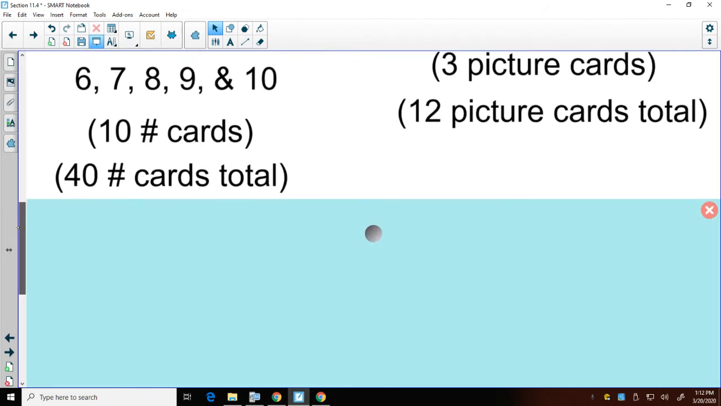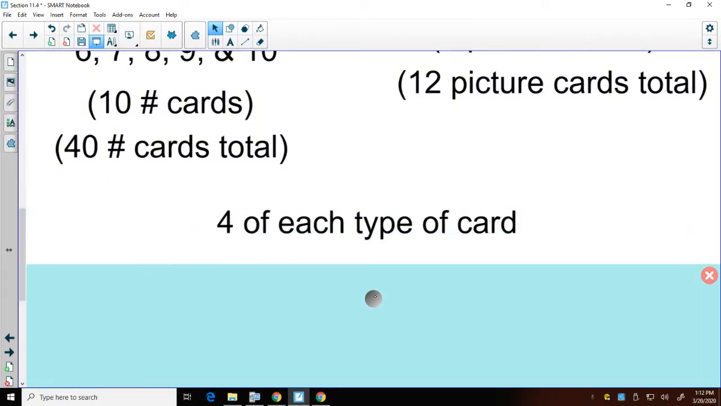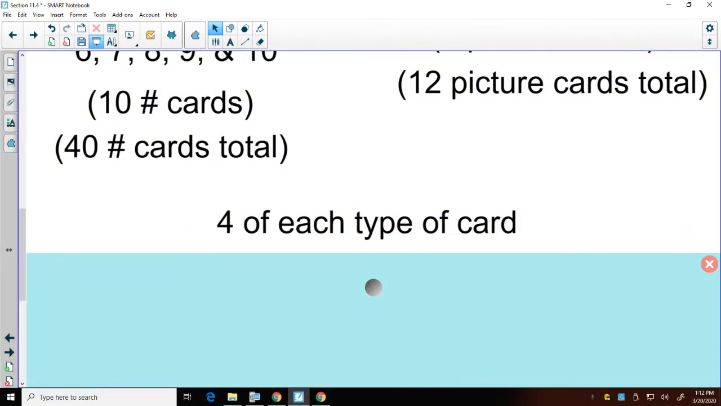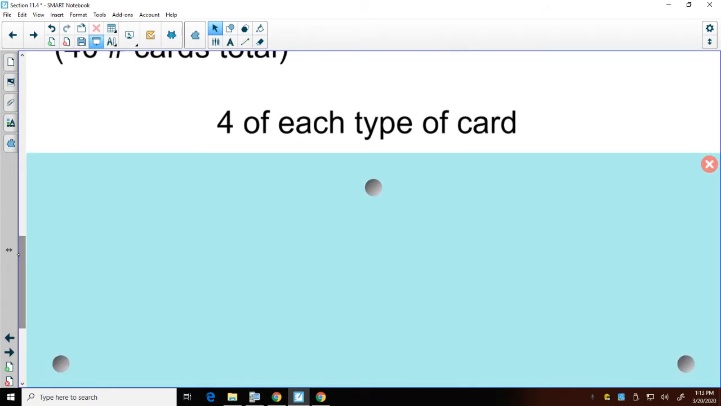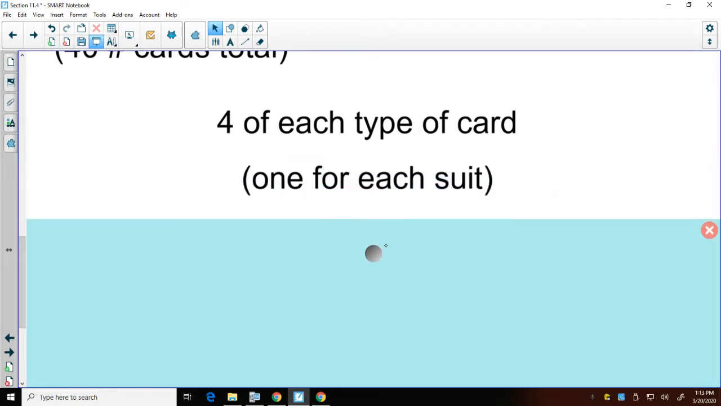Okay, and again, just reiterating what I said, there are 4 of each type of card because every suit has the same number cards and picture cards. So there are 4 aces: ace of spades, ace of clubs, ace of diamonds, ace of hearts. There are 4 tens. There are 4 king cards. Okay? So every suit has one of those, which means that there are 4 of each type of card. Again, as I said, 1 for each suit.